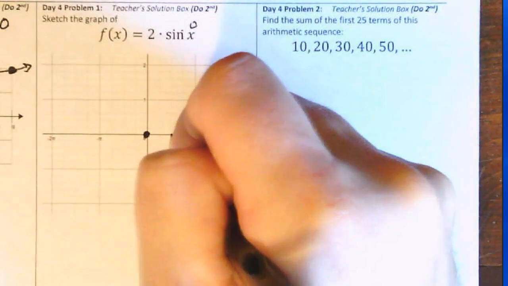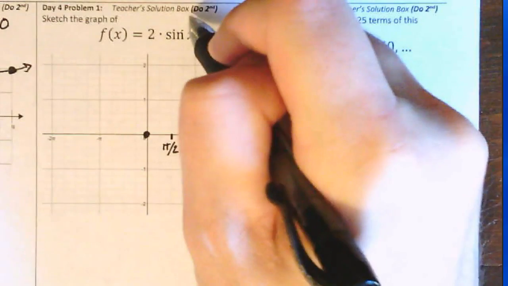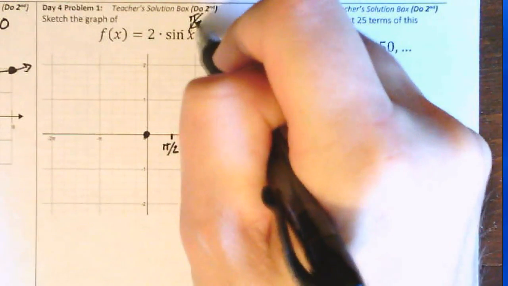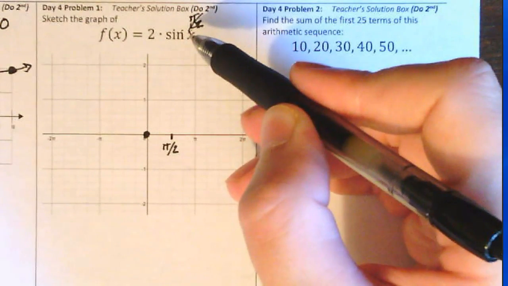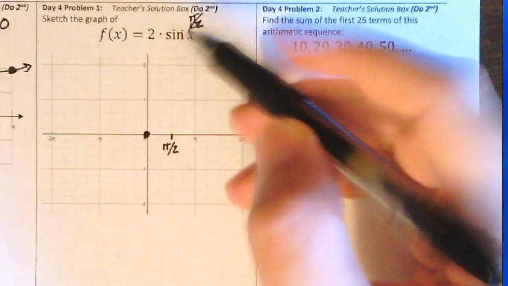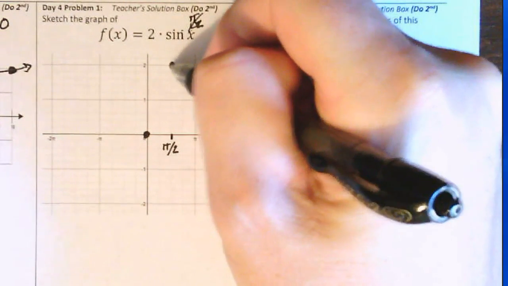So when x is 0, f of x is 0, and that's located right here. Next, I'm going to mark this position right here. This is pi over 2 along the x-axis. And then substitute pi over 2 in place of x. The sine of pi over 2 is 1, and 2 times 1 is 2. And so pi over 2 comma 2 is a point on the graph.